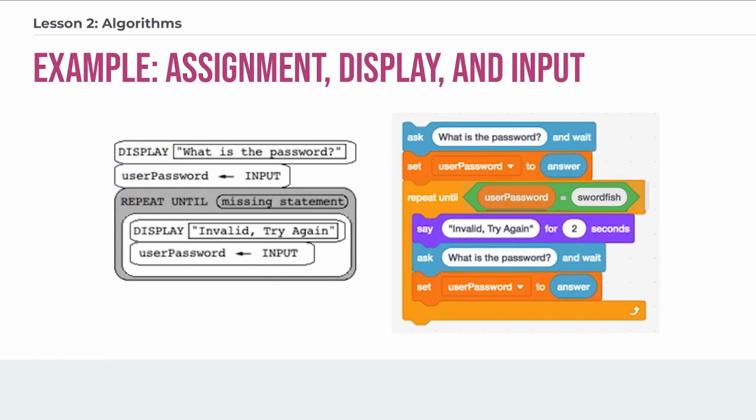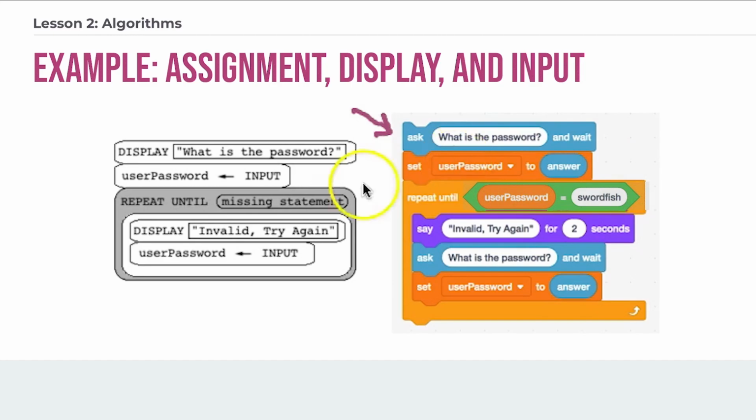All right, so over here on the right-hand side, we see how this might be implemented in Scratch. And you can see that there are very many similarities from the Scratch to the AP style pseudocode. All right, so when we want to get user input, of course we know that that is going to end up being an ask and answer situation. So we want to ask, what is the password, and wait.